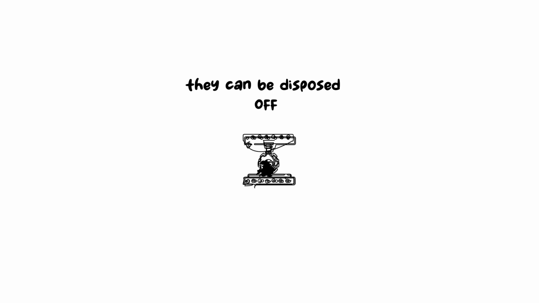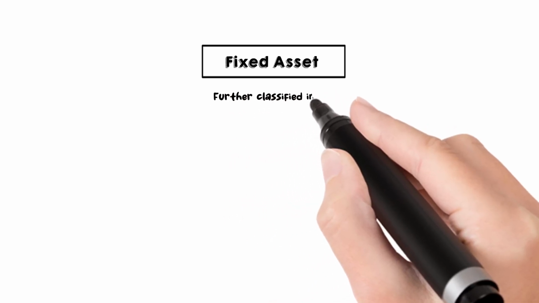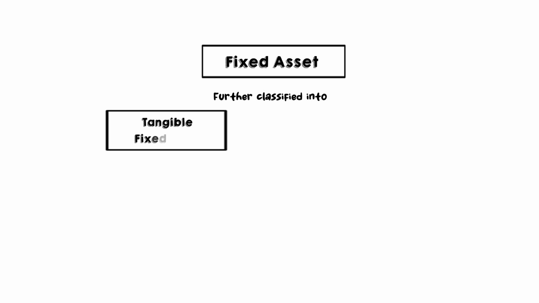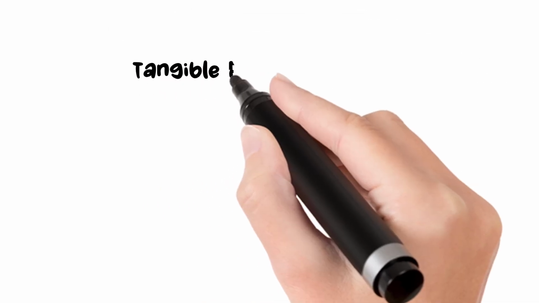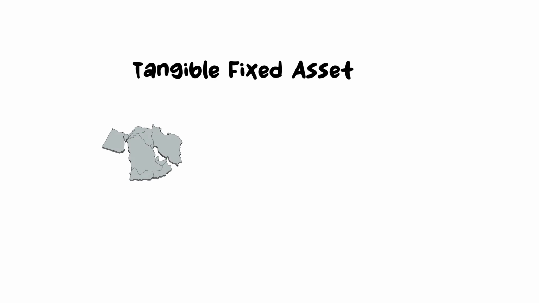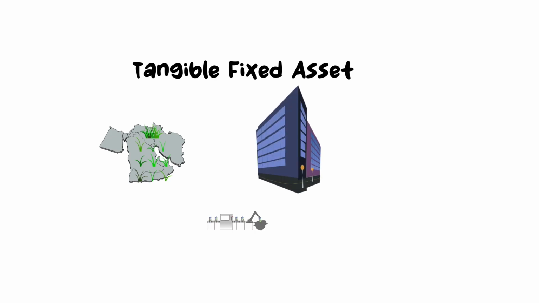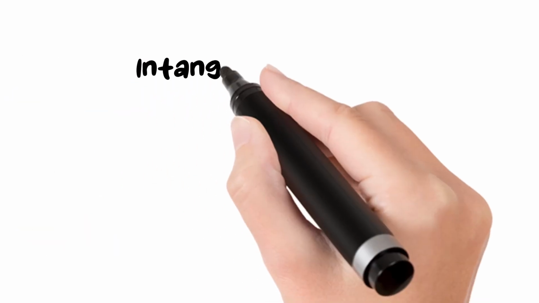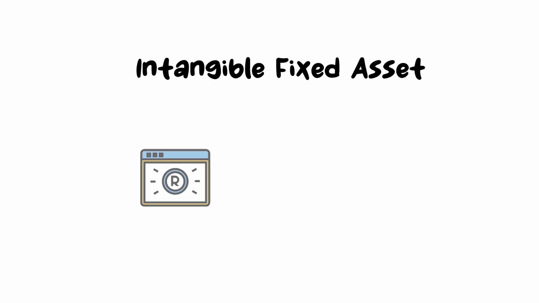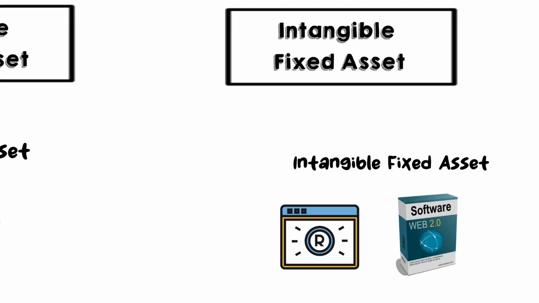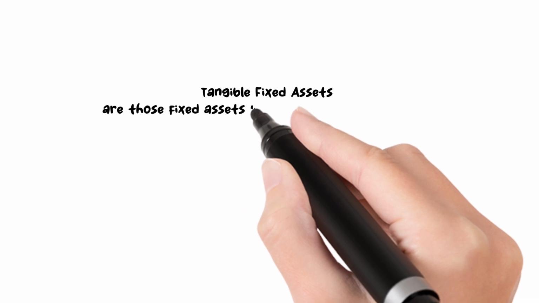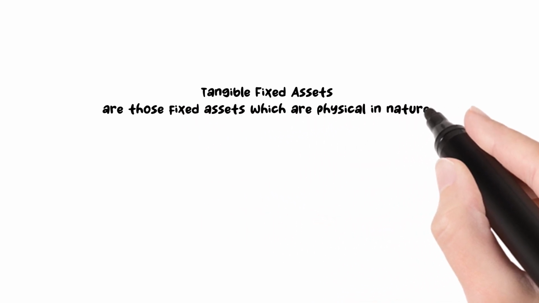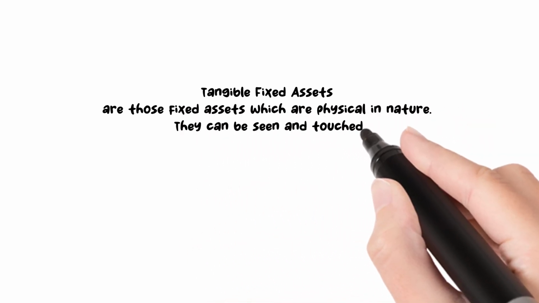replaced with new assets. Fixed assets are further classified into tangible fixed assets and intangible fixed assets. Tangible fixed assets like land, building, machinery, and intangible fixed assets like trademark and software. Tangible fixed assets are those fixed assets which are physical in nature. They can be seen and touched.